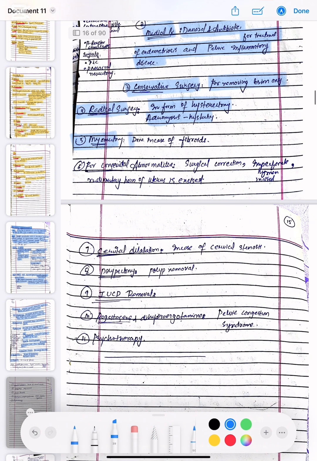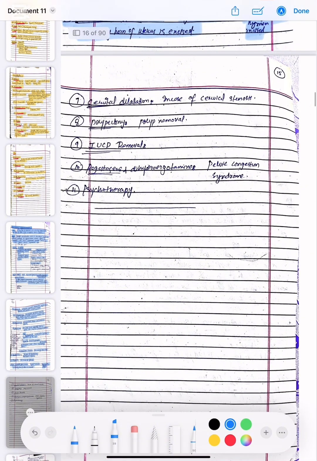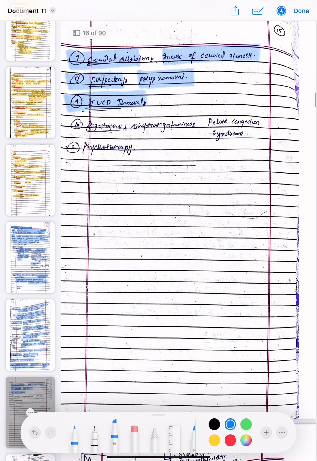Then myomectomy is done in case of fibroids. And for congenital abnormalities, surgical correction: imperforate hymen is incised and rudimentary horn of the uterus is excised. For cervical stenosis, cervical dilatation is done, polypectomy is done and the polyp is removed. Intrauterine contraceptive device is removed. Progesterone and dihydroergotamine is given in pelvic congestion syndrome, and psychotherapy is done.